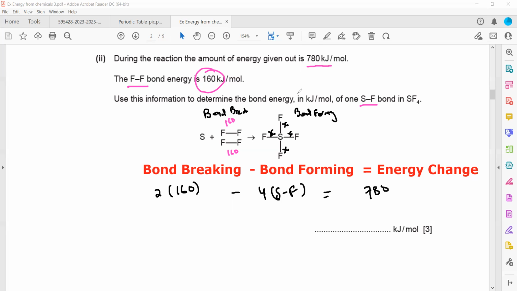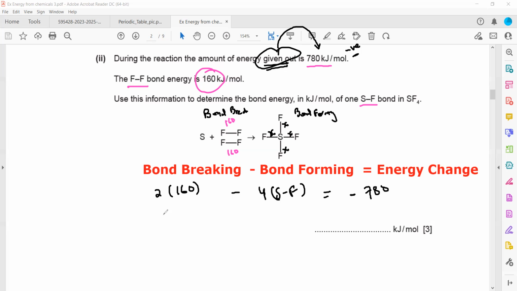780. But remember, the energy is given out. Whenever energy is given out or the reaction is exothermic, the energy change will be negative. So we write minus 780. If you write plus 780, you will get a wrong answer. It's important that you write the correct answer according to the question. As I mentioned, if energy is given out, the energy change is negative. If energy is taken in or absorbed, the energy change will be positive.